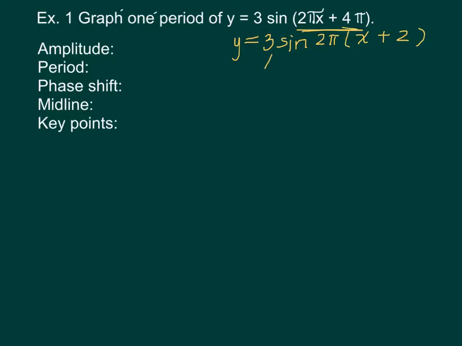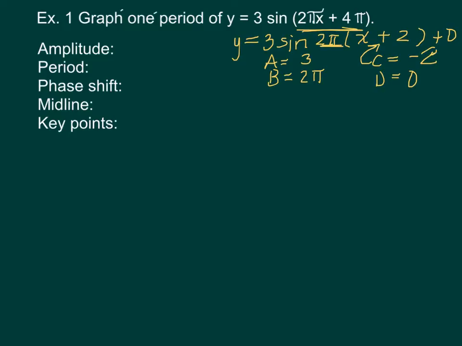And then I identify A, B, C, and D. And I always put this plus 0 here. So everything is here. So A is 3. B is 2 pi because it'll be whatever is in front of the parentheses. C is negative 2 because remember it's always opposite. And D is 0.